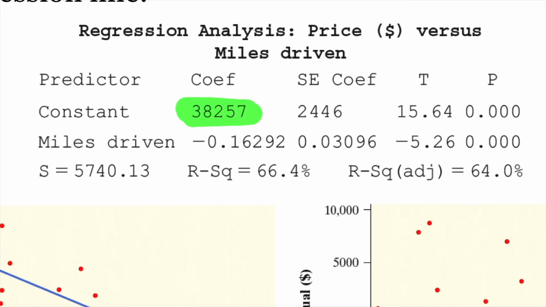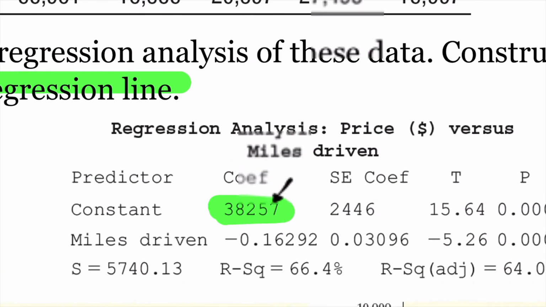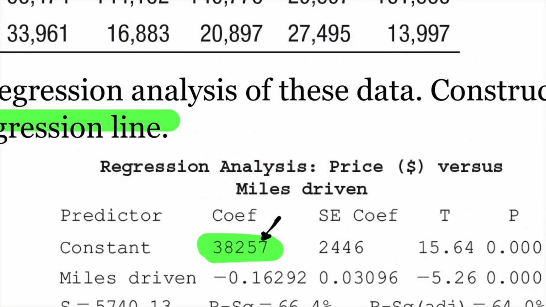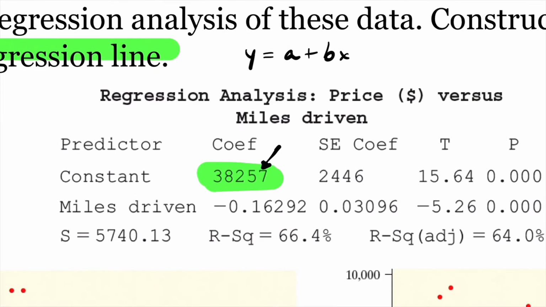The constant coefficient. What's another word for this constant coefficient? Not the mean. Think about y equals, what was it, a plus bx? Yep, that's what we used before. It's not going to be y or x, because those will change. No, it's not b.